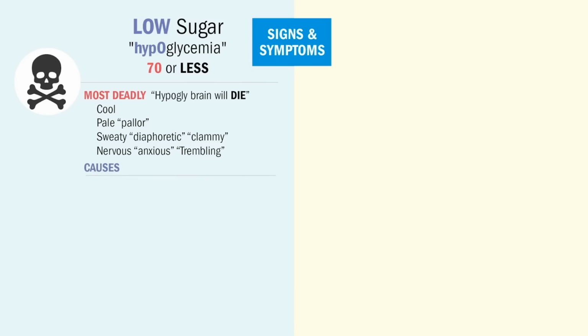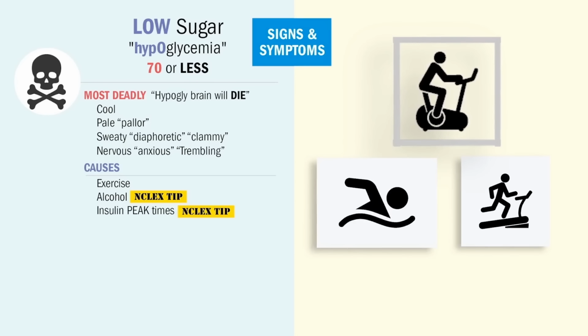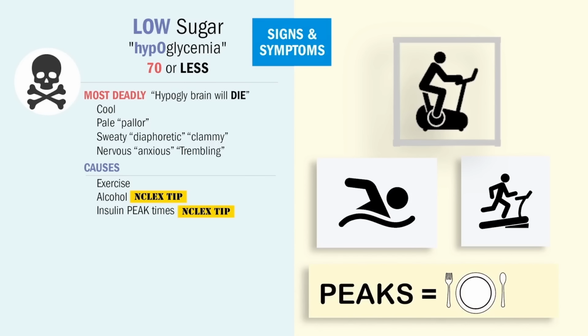Now, causes of hypoglycemia. They usually come from exercise, alcohol, and even insulin peak times. Big NCLEX tip right there. So watch out for diabetic athletes who exercise. If your patients exercise, then give extra glucose. Keywords, bicyclists, swimmers, and even runners. Now, alcohol is also a big no-no, technically with any disease, but it actually lowers sugar, doesn't increase it. And insulin peak times is when patients are most at risk for that low sugar. So remember, if there's a peak time, then we give a plate of food. Since hypogly, the brain will die.